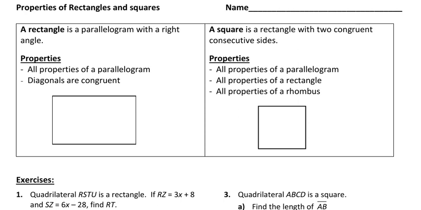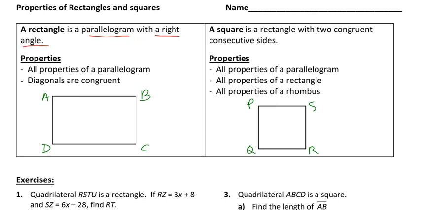So I'm going to name this one A, B, C, D, and then the other one I'm going to name P, Q, R, S. Now I'm going to start with the rectangle. A rectangle is a parallelogram with a right angle. So by definition, a rectangle is a parallelogram with a special characteristic that it has a right angle.